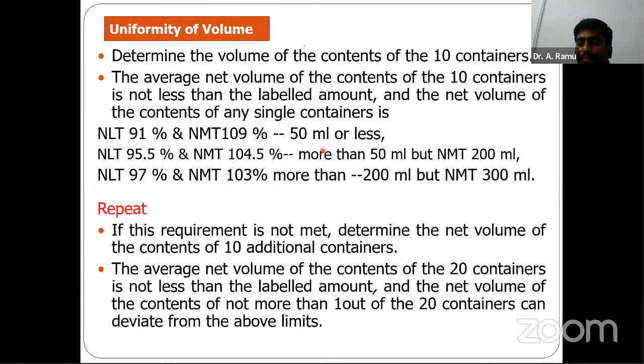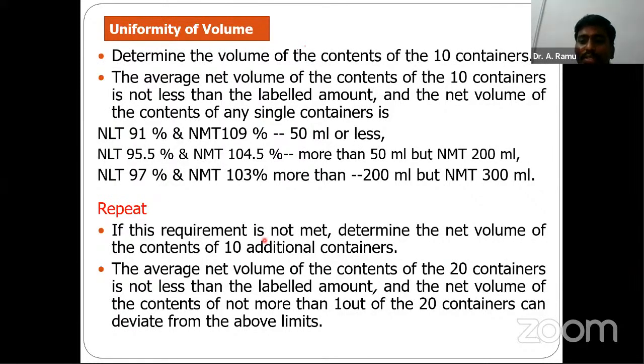Whenever the preparation volume is greater than 200 ml but less than 300 ml, the percentage deviation acceptable for the net volume of a single container is plus or minus 3%. That is, the net volume of any single container should not be less than 97% and it should not be more than 103%. If this criterion is not met, you have to repeat for an additional 10 containers.